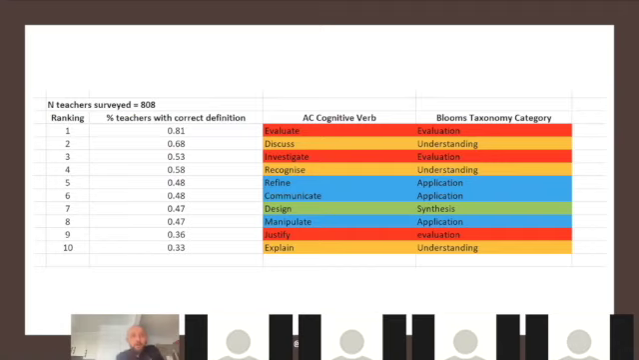So if only 1 out of 3 teachers can define what explain means, what are we teaching and what are we assessing? I might be teaching one thing for explain, but it actually means something very different and I'm assessing something different. That could be a potential barrier to the learning process. Coming back to what the cognitive verbs are actually asking of us in the Australian curriculum, we need to ensure that's what I teach, but also what I assess.